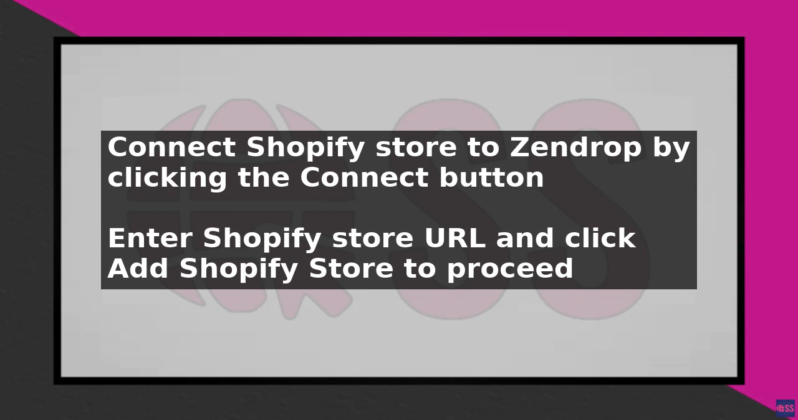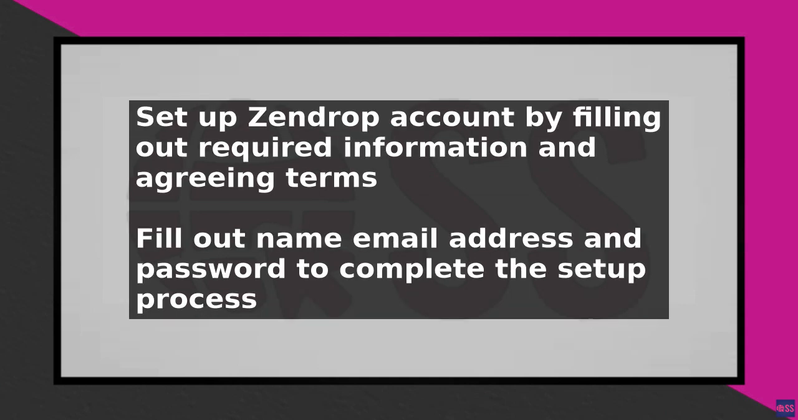To do this, navigate to the Products tab in the Zendrop dashboard and browse through the available products. You can filter products by category, price, and other criteria to find the ones that best fit your store. When you find a product you want to add to your store, click on the Add to Store button.